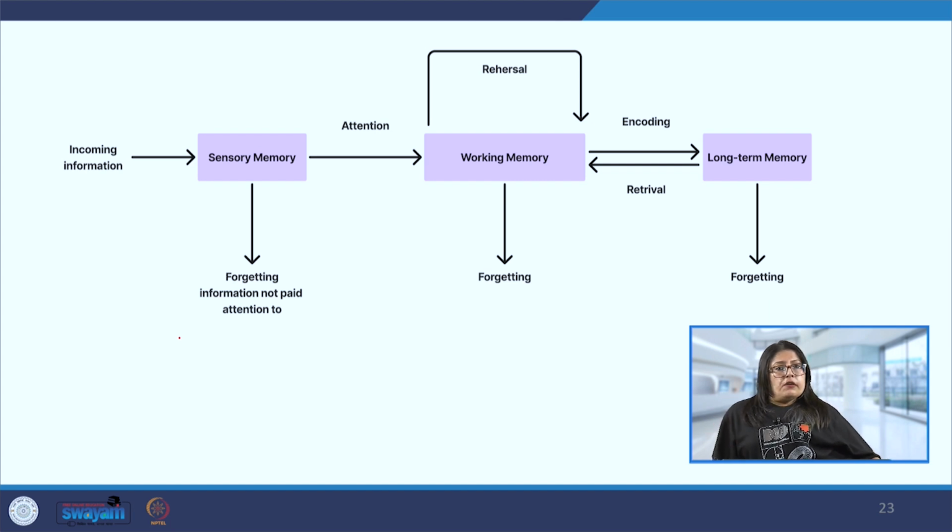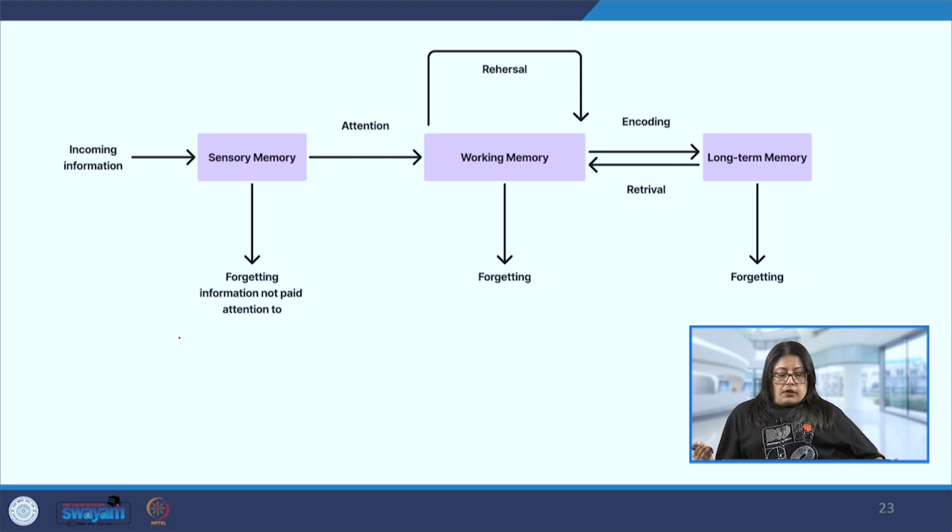Whether verbally, or by reading it, or doing it mentally, we are keeping that information alive in our memory. Here we can see that when information is incoming, it goes to our sensory memory area, which is the senses acquiring this information. If we are not paying attention to it, it just dies out, we just forget it. But when we are paying attention, then it goes to our working memory.